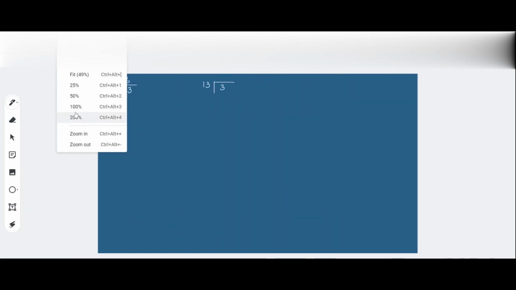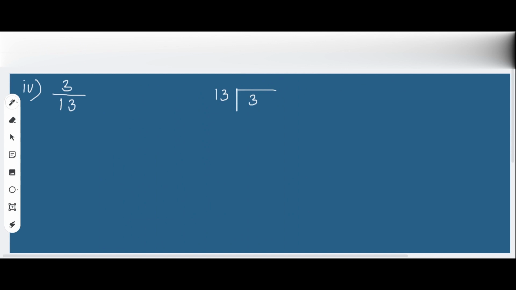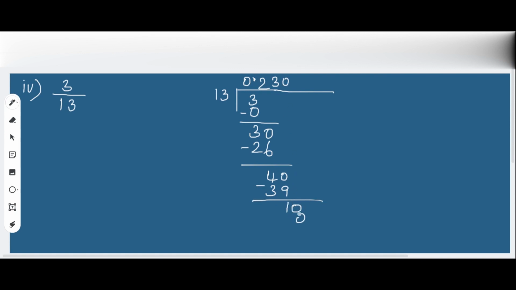Move on to the next question. 3 over 13. So is it terminating or non-terminating? How do we find this? You just divide, then only you can find it easily. So 13 into 3, 0 times 0, 3 minus 0 is 3, and then keep on decimal point, 30. How many times? 13 twos are 26. Then 4, insert a 0, then 13 threes are 39, right? Then 1, insert a 0, then 0 times 0, then again 100.